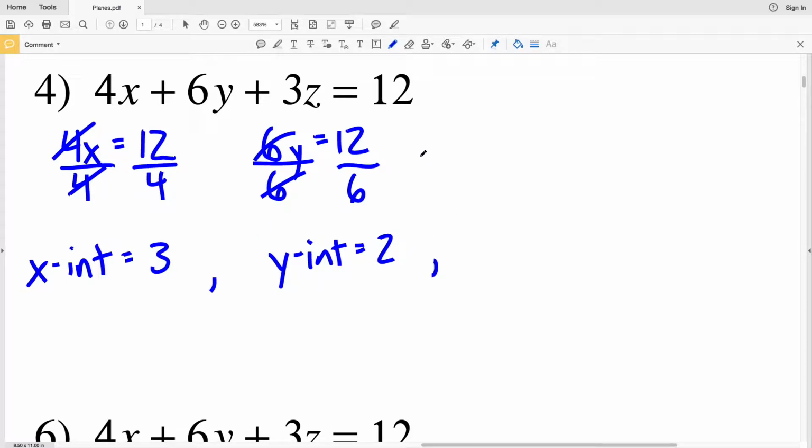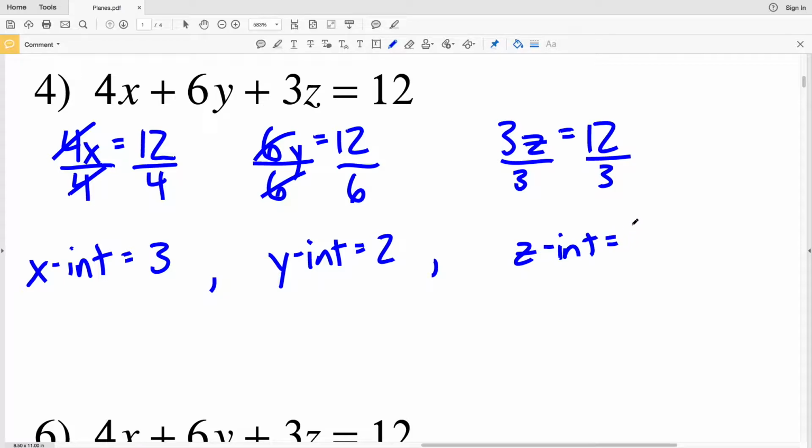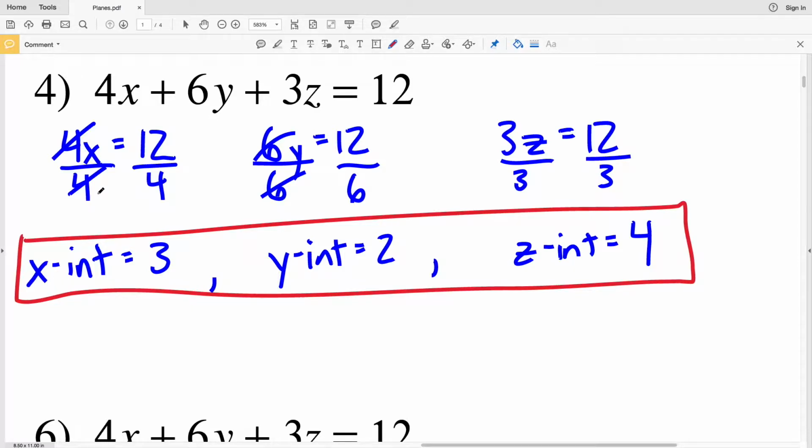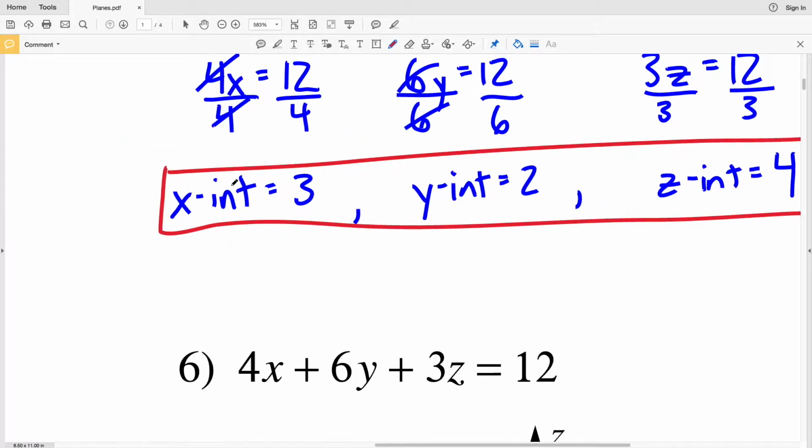And then lastly, I'll solve for my z-intercept, which occurs when x and y are 0. So 4 times 0 is 0, and 6 times 0 is 0. So I'll have 3z equal to a positive 12. And when I divide by 3, I'll get that z-intercept is equal to 4. So x-intercept is equal to 3, y-intercept is 2, and the z-intercept is 4. Let's continue on to our next section.